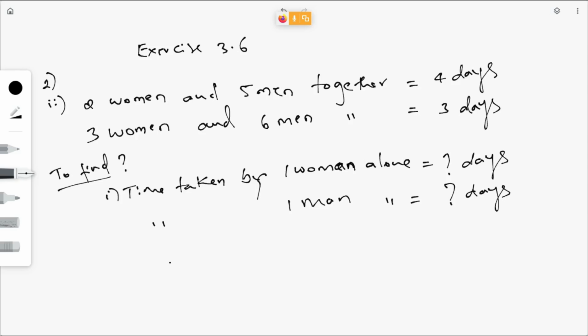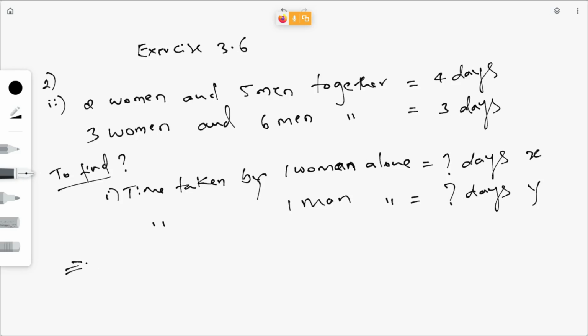So we know that whenever we solve a pair of linear equations, whatever data we need to find, we take that as x and y values. So here I will take the time taken by one woman alone as x days, and the time taken by one man alone as y days. Okay, so see here, this one is important.